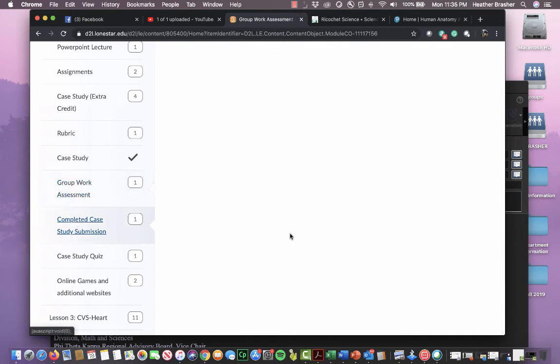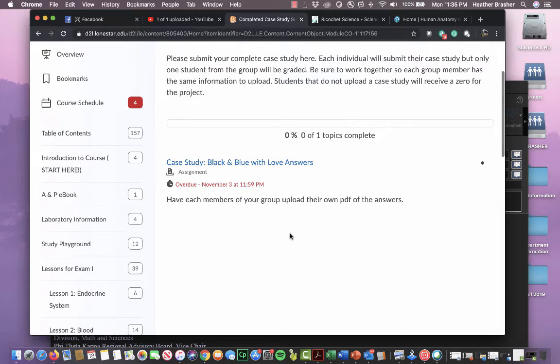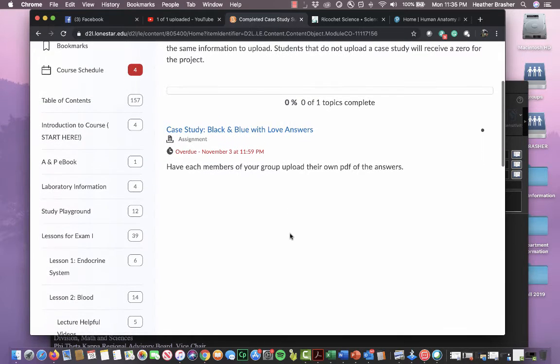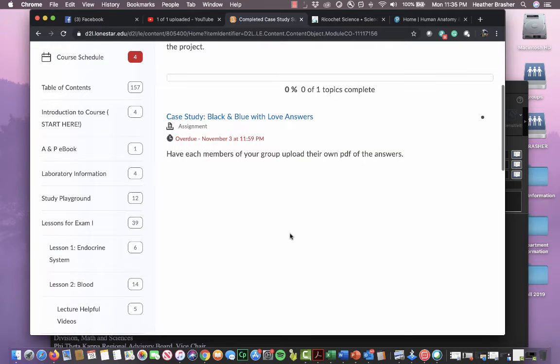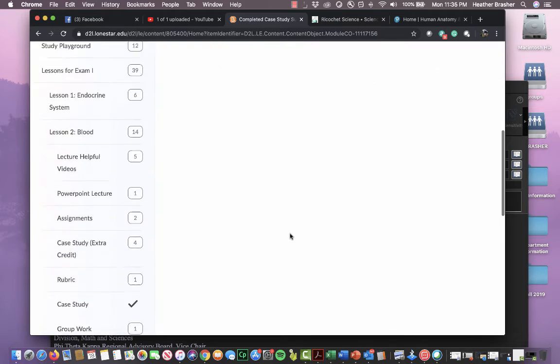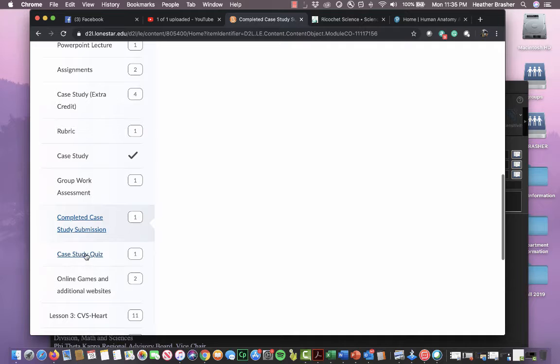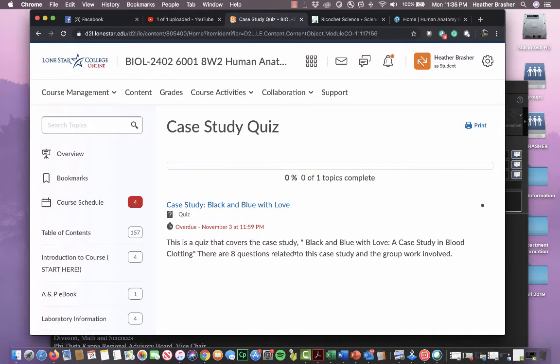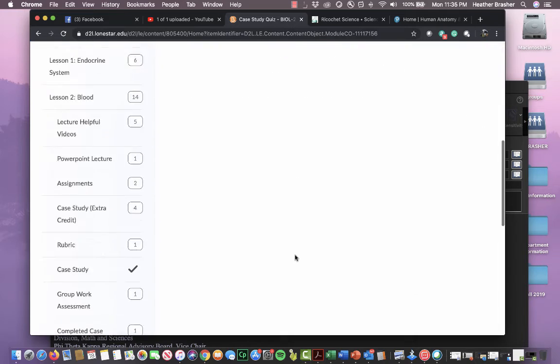Everybody completes and submits their case study here so that you don't have one person doing all the work while everybody else looks. And I just randomly pick one of them out of the group, since it is a group assignment, to essentially grade. And then they have a quiz that goes with it as well. This is where they'll get all the answers to their case study.